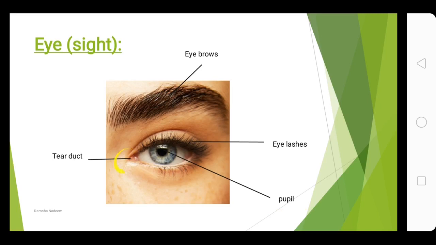And then here we have tear duct. It is that part of the eye from which our tears come out. Okay? Hamare aansu, tears are aansu. They come out of the tear duct. Okay? Whenever we cry, it is this duct that gives the tears out. It has a tiny little hole in it, okay, from where the tears come out.